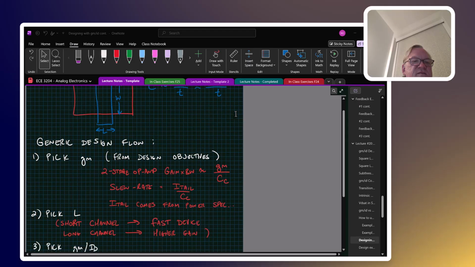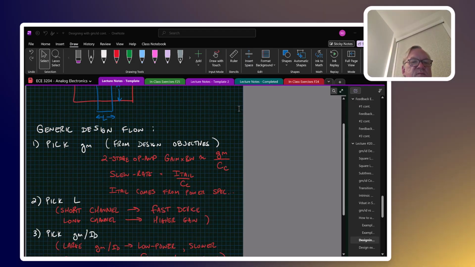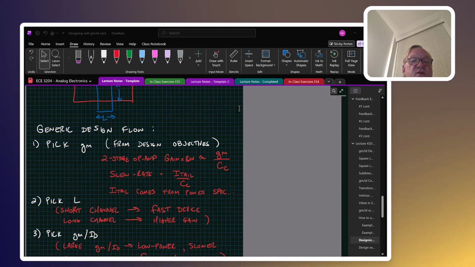So a generic design flow for us looks something like this: we pick a gm. This might come from design objectives. So for instance, for a two-stage op-amp, the gain bandwidth is proportional to gm over the compensation capacitance. The slew rate is equal to the tail current divided by the compensation capacitance. And the tail current is going to come from the power specification. So this is going to help us pick gm.